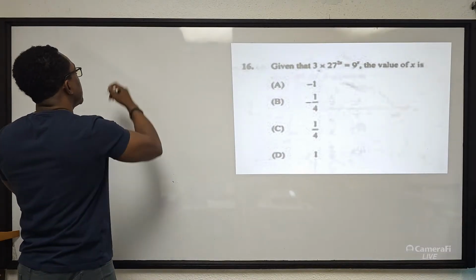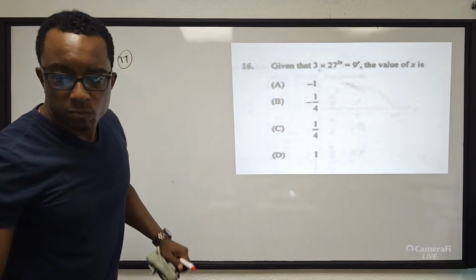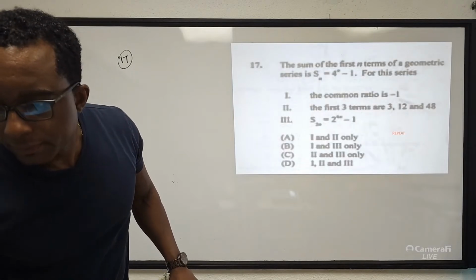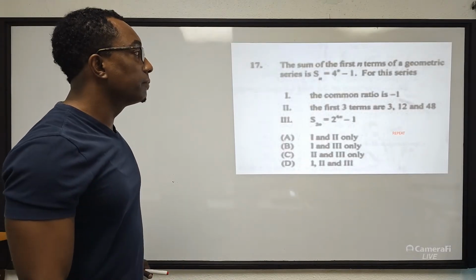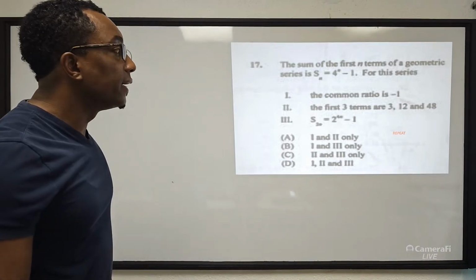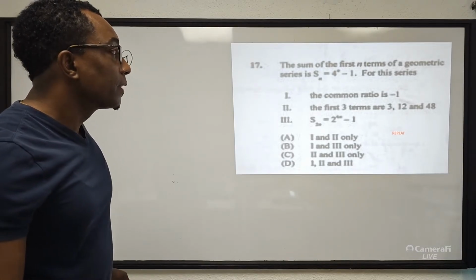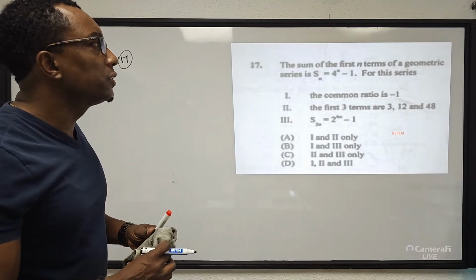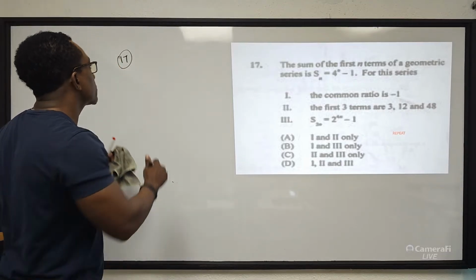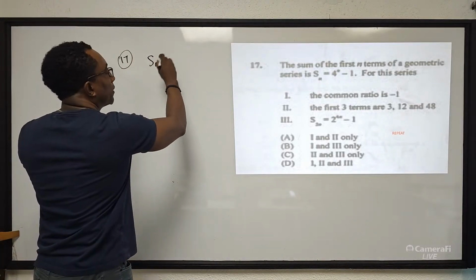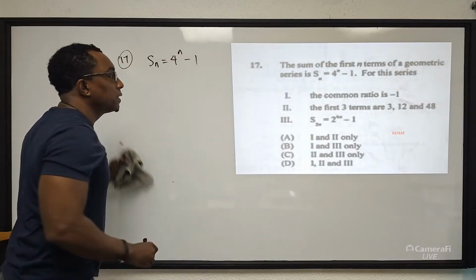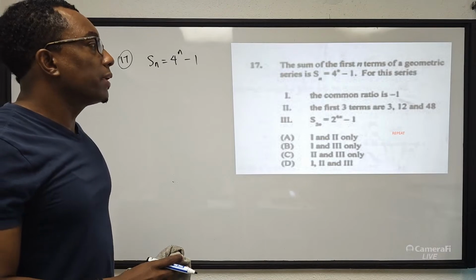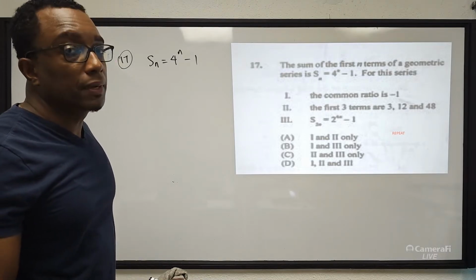So question 17. This here is also a repeat, yeah? So I think we would have done this last night as well. The sum of the first n terms of a geometric series is 4 to the power of n minus 1. So they want us to determine for the series which one is applicable.